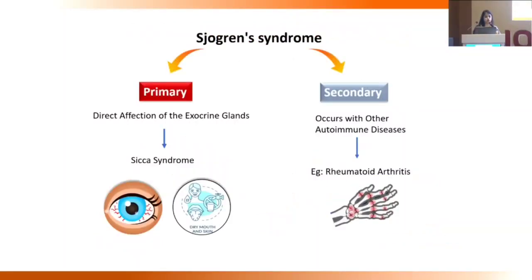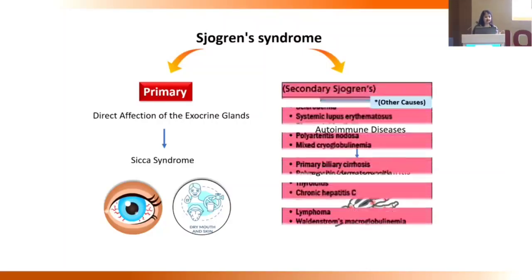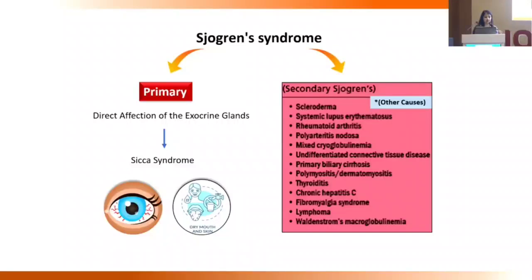So we do have differentiation such as primary Sjogren's and secondary Sjogren's. Primary Sjogren's directly affects the exocrine glands, which is known as the Sicca syndrome. And the secondary Sjogren's occurs with the other autoimmune diseases such as SLE, rheumatoid arthritis, scleroderma.